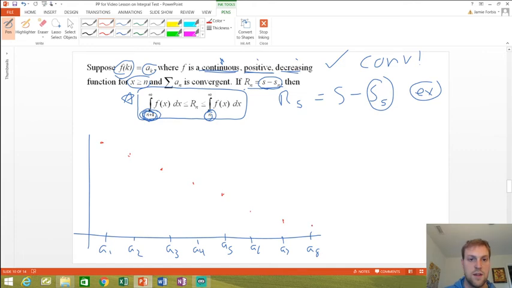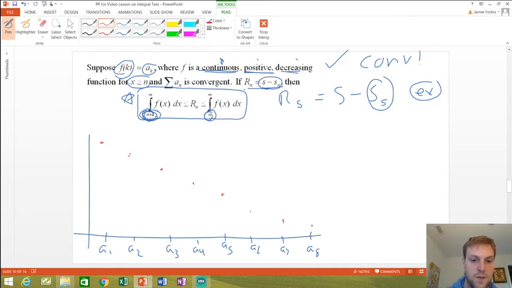Now, wouldn't you agree that if that sequence was represented as f of x, it would be a continuous motion through those points? It would be continuous, positive, and decreasing. Okay, so that's what the series is going to have to look like for us to be able to do the integral test.